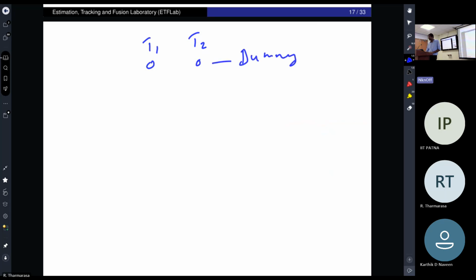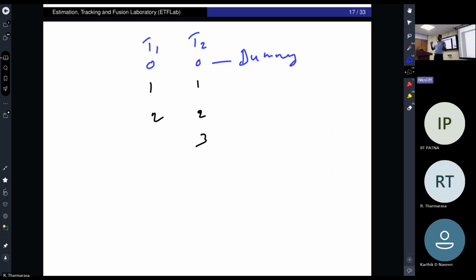Okay. And then say I have 1 and 2, 1 and 2, or 3. So we have 1, 2 tracks from this, 3 tracks from this. These are dummy. Always we add dummy. Dummy means missed or 4 tracks, something like that.